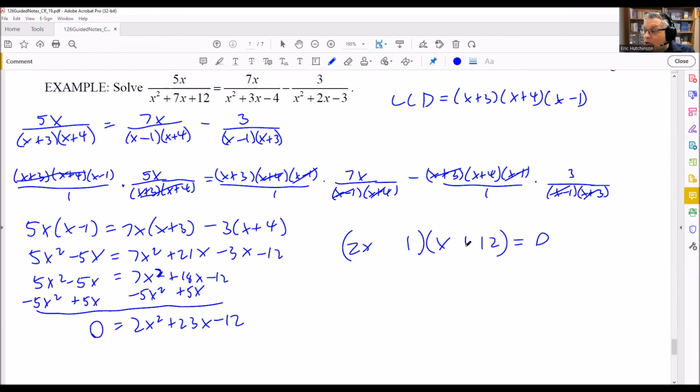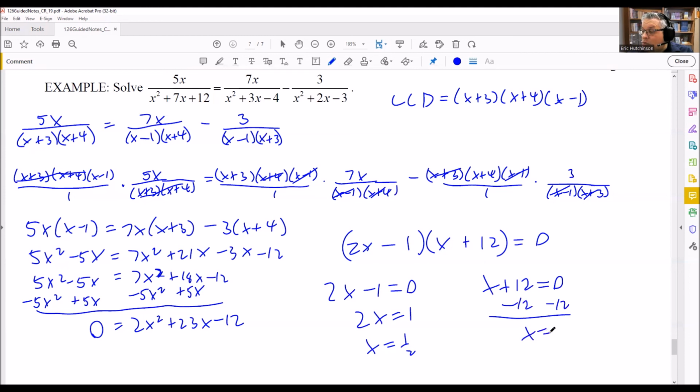If I make this a plus and make that a minus, I would get a positive 24x minus 1x is 23x. So yeah, that would be the right way to factor that. Now we're going to set each one equal to 0. So 2x minus 1 equals 0, and x plus 12 equals 0. Add 1 to the other side, we get 2x equals 1, divide by 2. We get an answer of 1/2. This one, subtract 12 from both sides, and we get x is equal to negative 12.